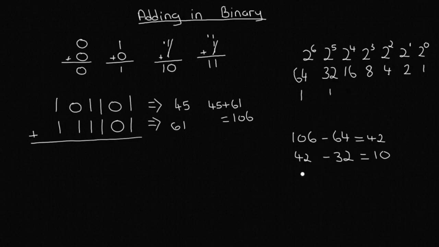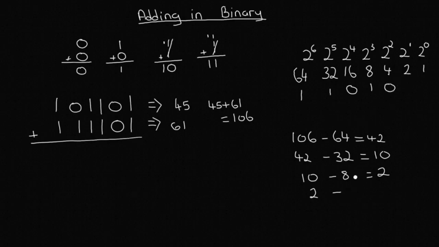Our number is now 10, so we can't take 10 away from the next biggest number because our next biggest number is 16. So we have to put a 0 in there. Now we look at our next biggest number, which is 8. So we can take 8 away from 10, which will leave us with 2. So we can put a 1 in this 8's column. So we're left with 2. Can we take 4 away from 2? We can't, because it would leave us with a negative number. So we're going to put a 0 in there.